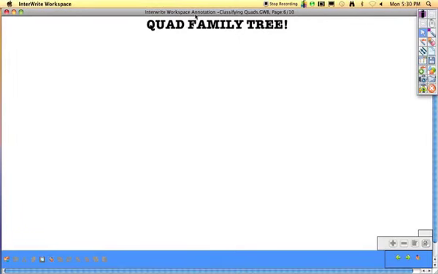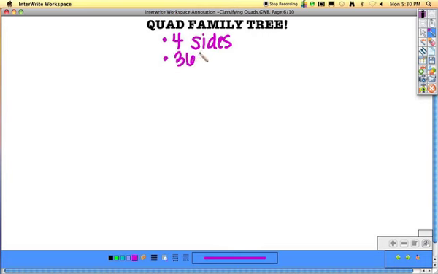Quickly, we're going to look at our quadrilateral family tree. It'll help you understand when shapes can be classified as more than one type of shape. So we know that a quadrilateral just means that they have four sides and they equal 360 degrees when you add them all together.